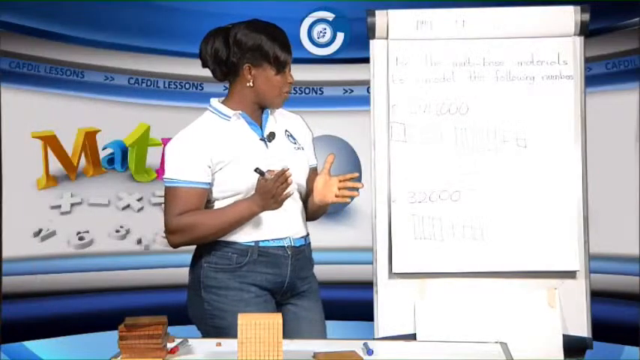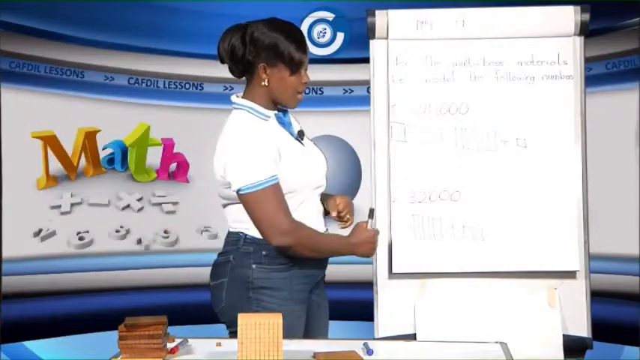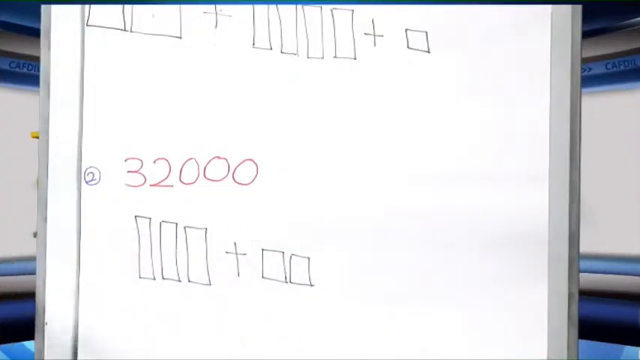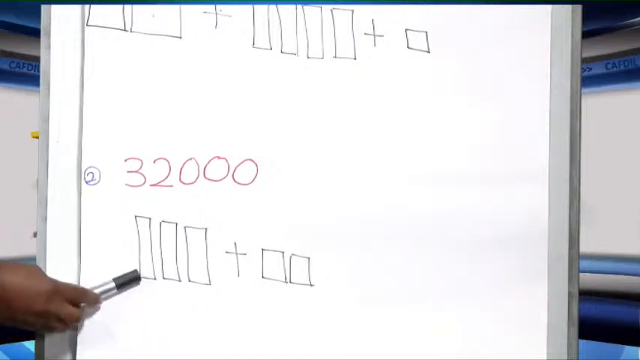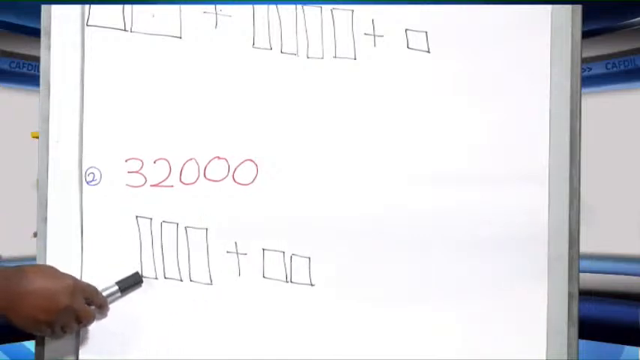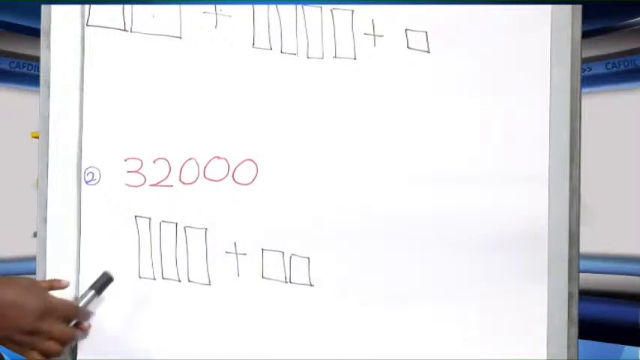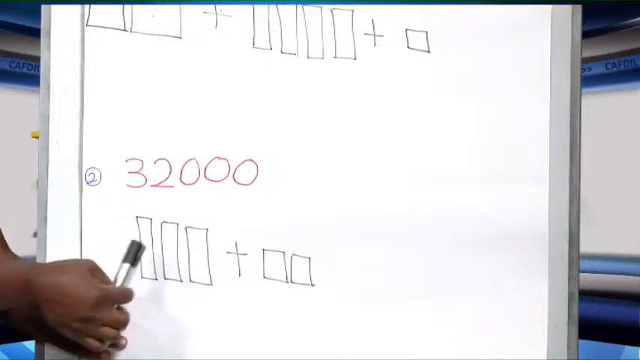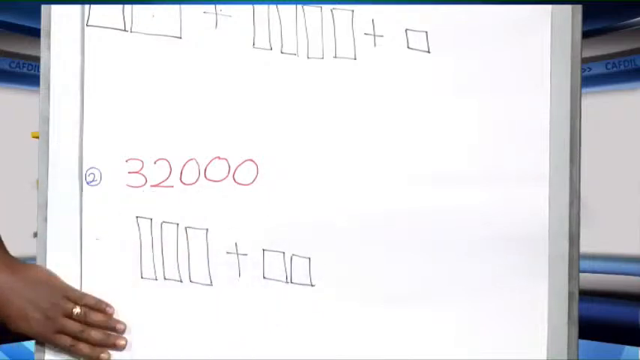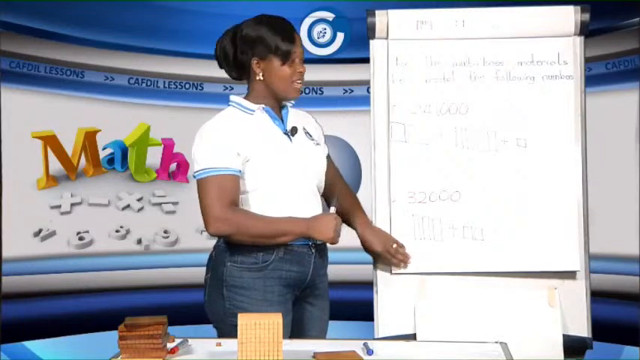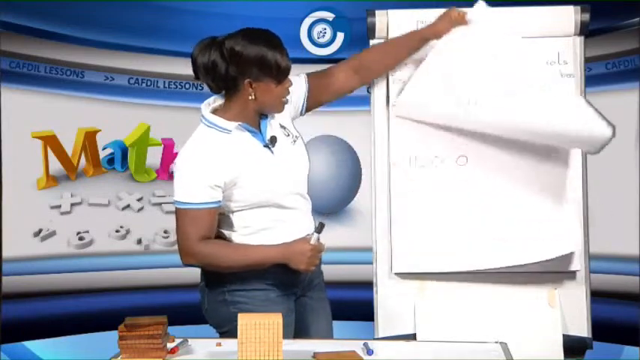I hope you are following me. 32,000. 3 of the rods plus 2 units. What is the value? A rod is? Very good. So we have 3 rods, which is 30,000, and then 2 units, which is 2,000. We have modeled this number. Let's move on to the next question.